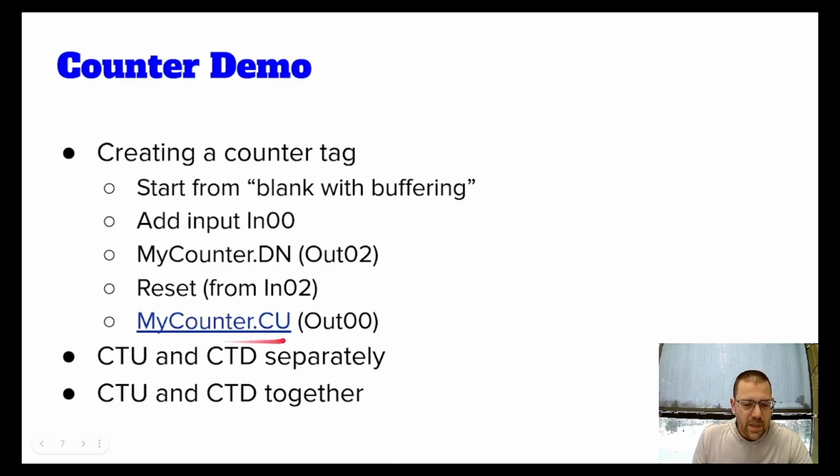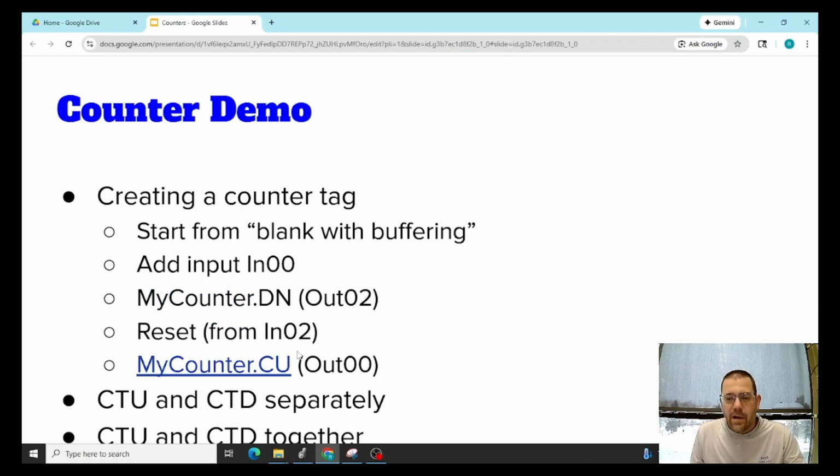Google Slides thinks it's helping me by underlining this because it thinks maybe it's a URL or something. So pay no attention to the fact that that's blue and underlined. And I'm going to put that CU on output 0. And then we're going to look at a CTU by itself, a CTD by itself, and then the both of them together. So let's do that now.